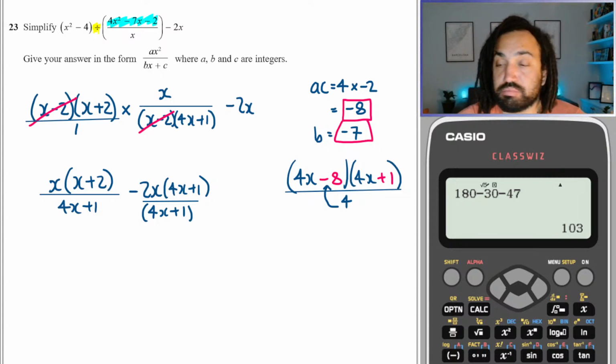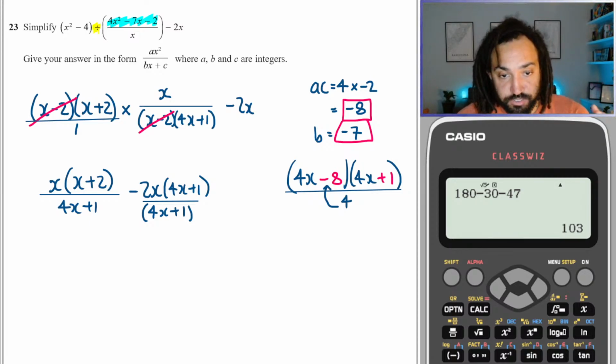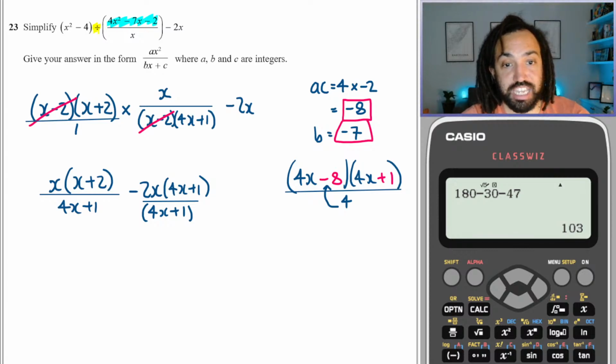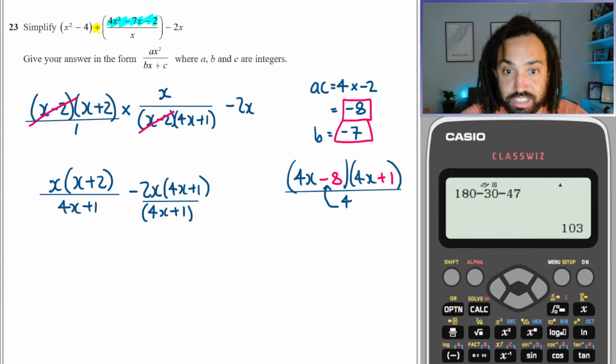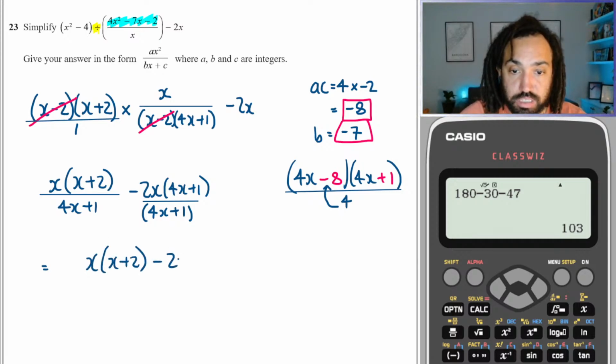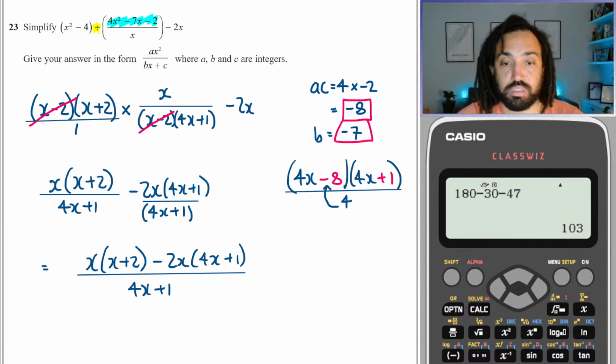Okay. So what that has done is it's forced the non-fraction to have a denominator which is the same as the fraction, which means I can now add the two fractions together. So I just do the top plus the other top, and that is going to be all over the denominator like so.